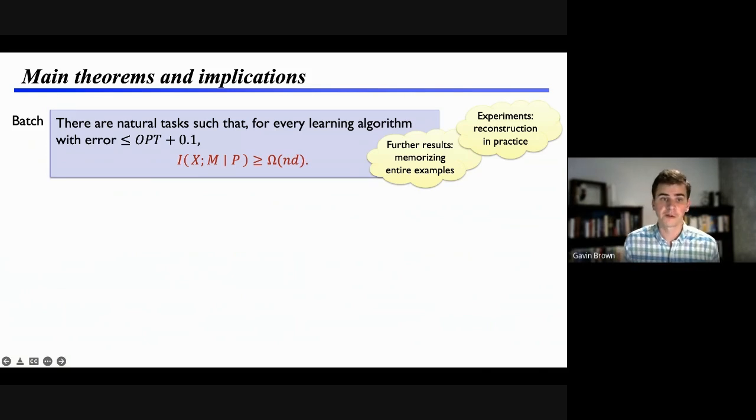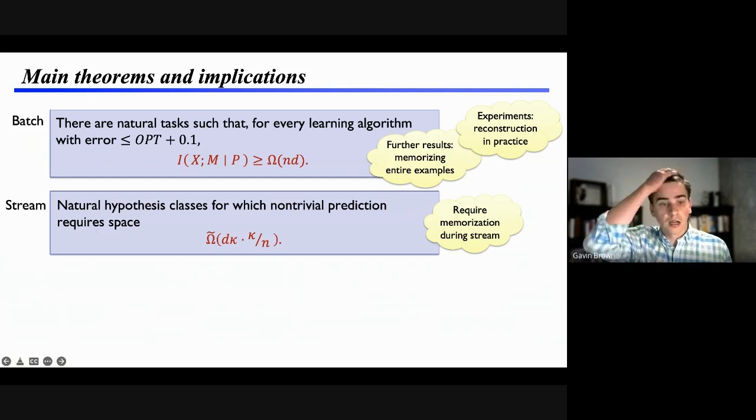We saw a couple of informal theorems. We saw this one in the batch setting, where there are natural tasks that require memorizing a constant fraction of irrelevant information in the data. We saw a stronger result about memorizing entire examples. And we also saw some experiments about reconstruction in practice on simple models and synthetic data.